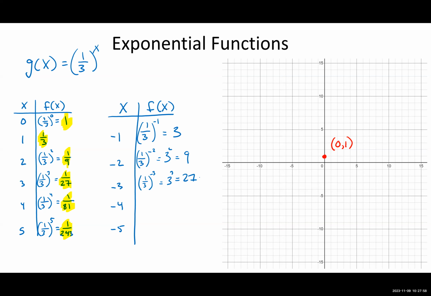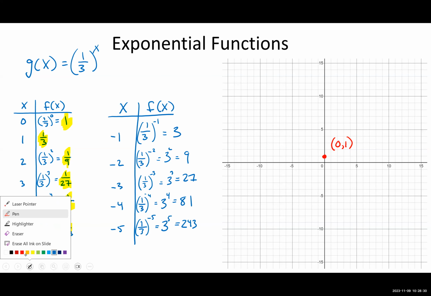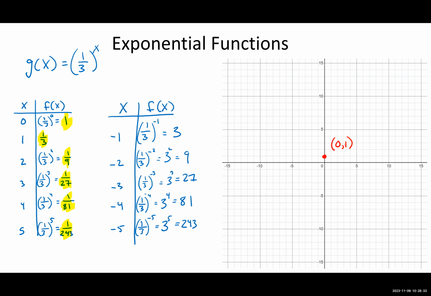Hopefully these numbers are looking familiar because they're also the same numbers we got on the previous slide. 1/3 to the negative 4th power is the reciprocal. The reciprocal of 1/3 is 3 to the 4th power, which is 81. And then one more. 1/3 to the negative 5th is 3 over 1 to the positive 5th, which is 243. So now we're getting the same results, but sort of on opposite sides of the y-axis.